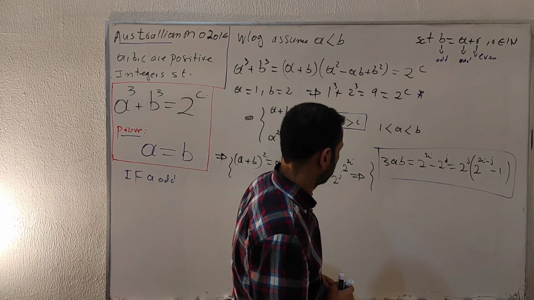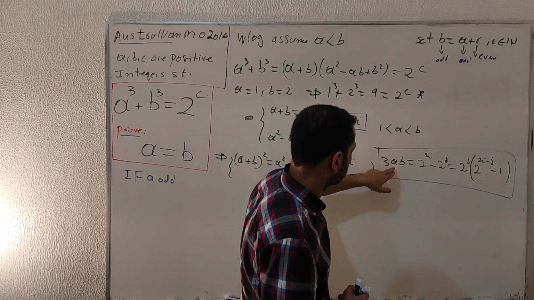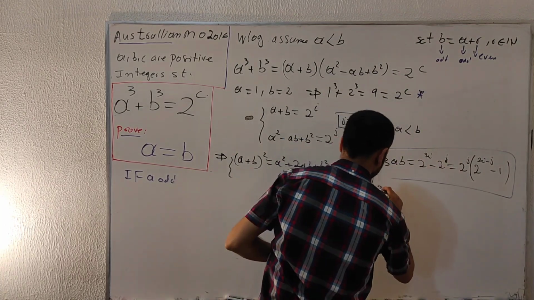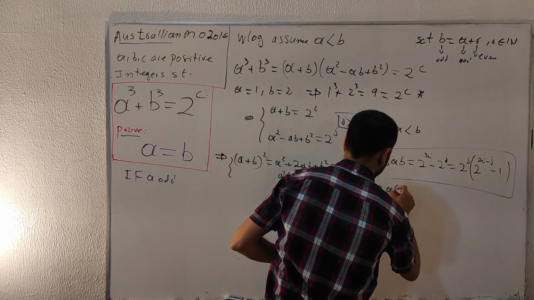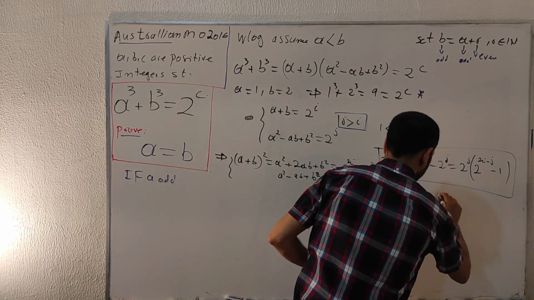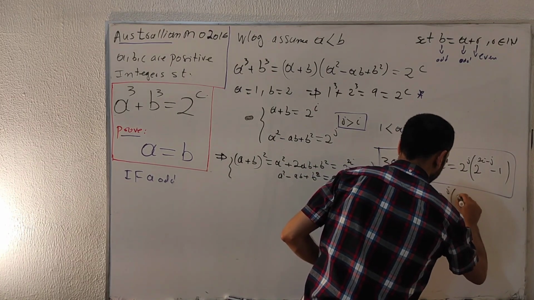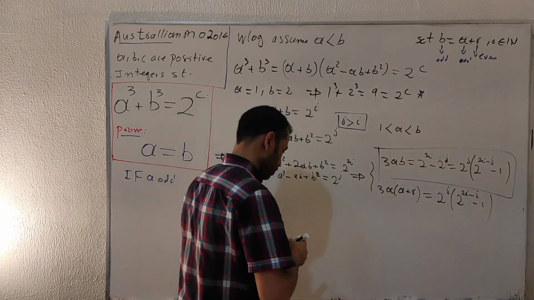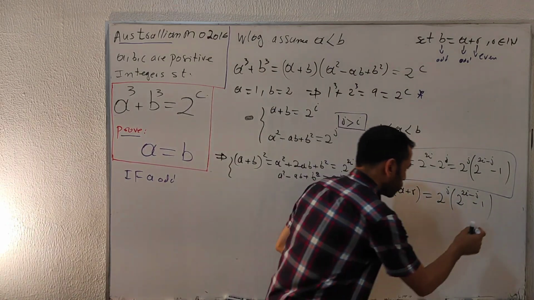Now I'm going to replace this fact into this one. I get 3 multiplied by A multiplied by (A plus R) equals 2 to the J multiplied by (2 to the 2I minus J, minus 1). We know this is odd.